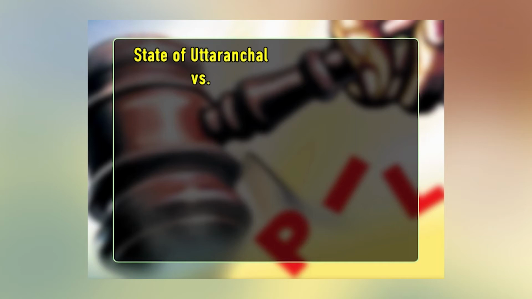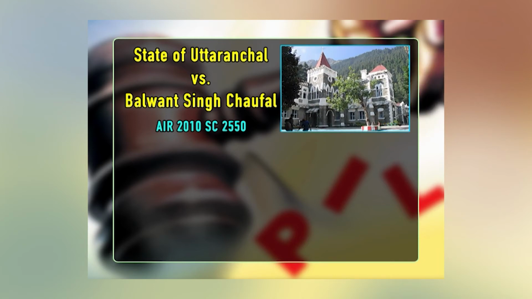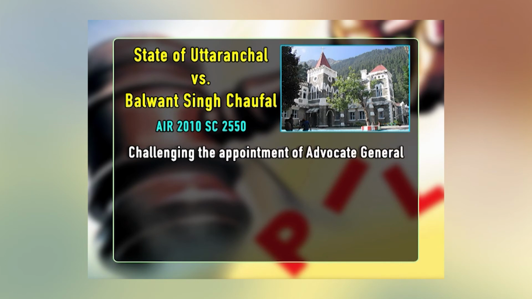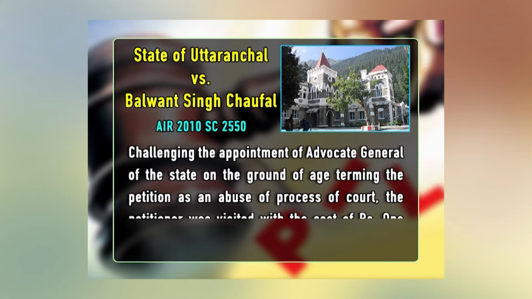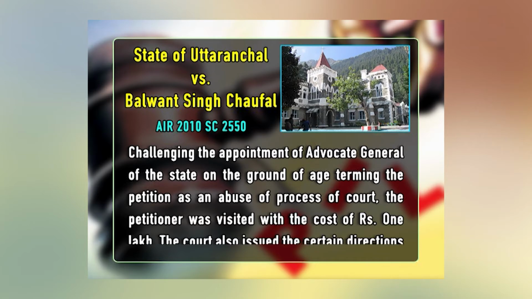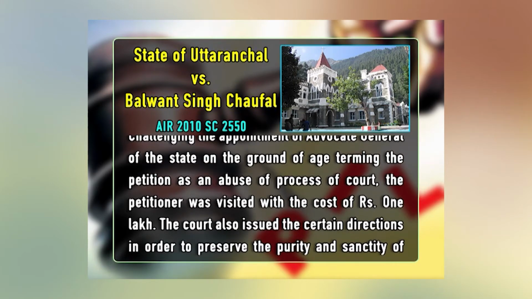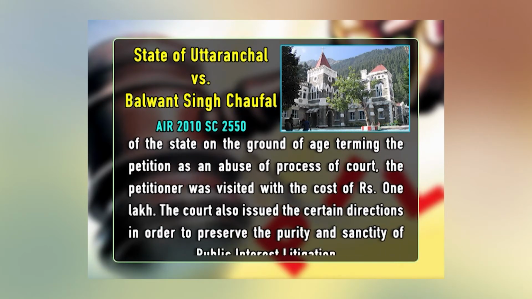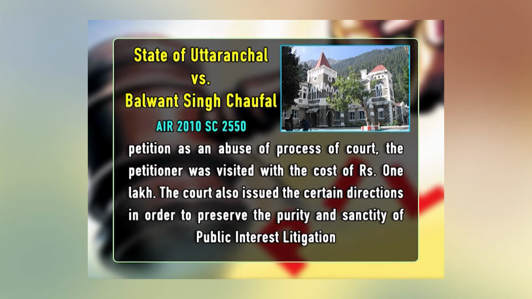Despite this, a public interest litigation titled State of Uttaranchal versus Balwant Singh Chufal was filed under Article 226 before the Uttaranchal High Court, challenging the appointment of Advocate General of the state on the ground of age, terming the petition as an abuse of process of court. The petitioner was visited with the cost of Rs 1 lakh. The court also issued certain directions in order to preserve the purity and sanctity of public interest litigation.